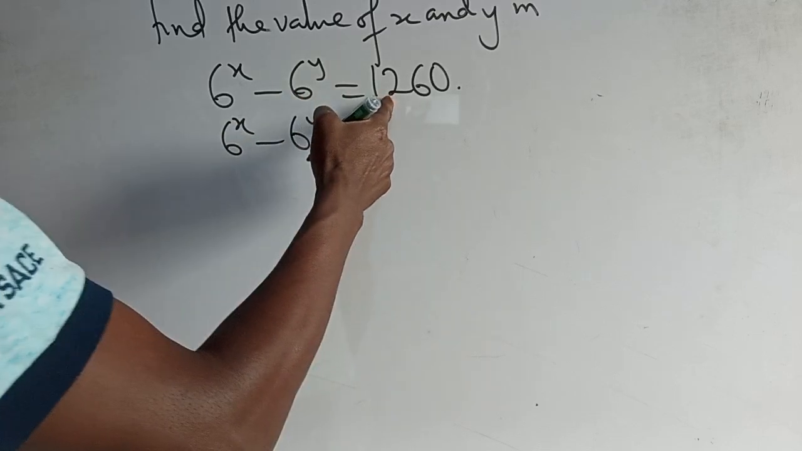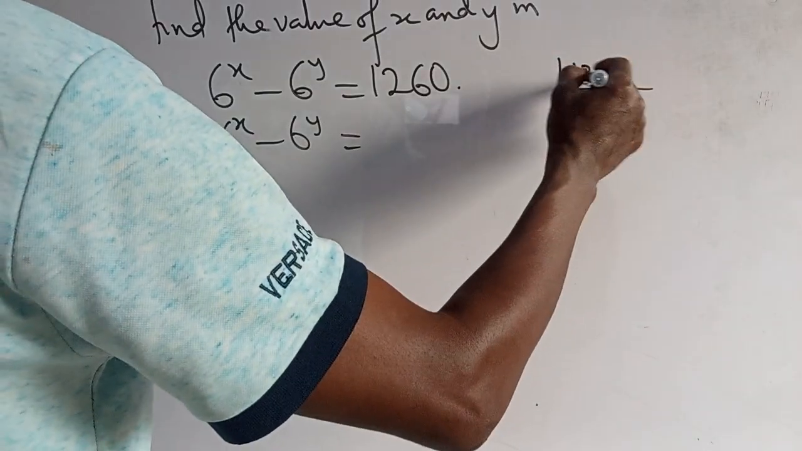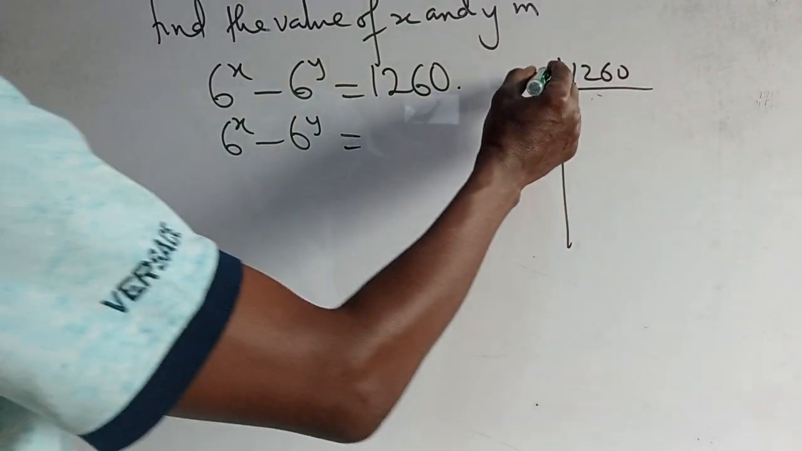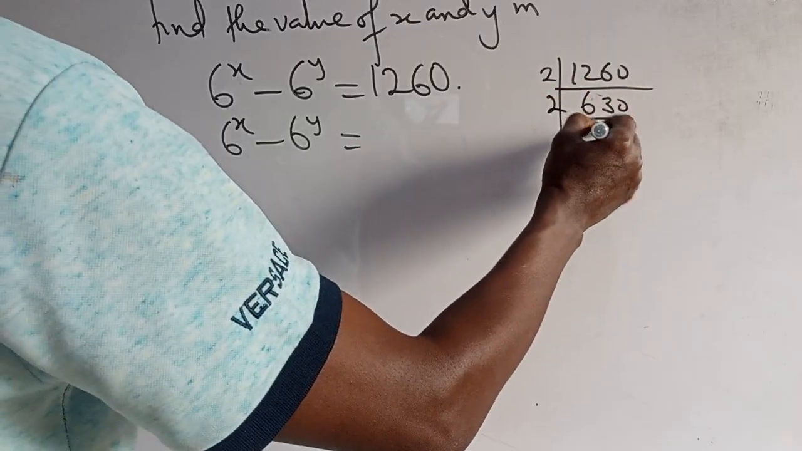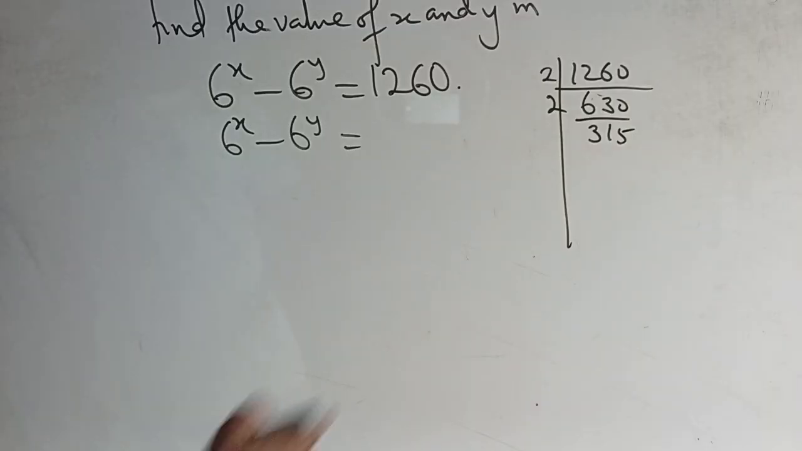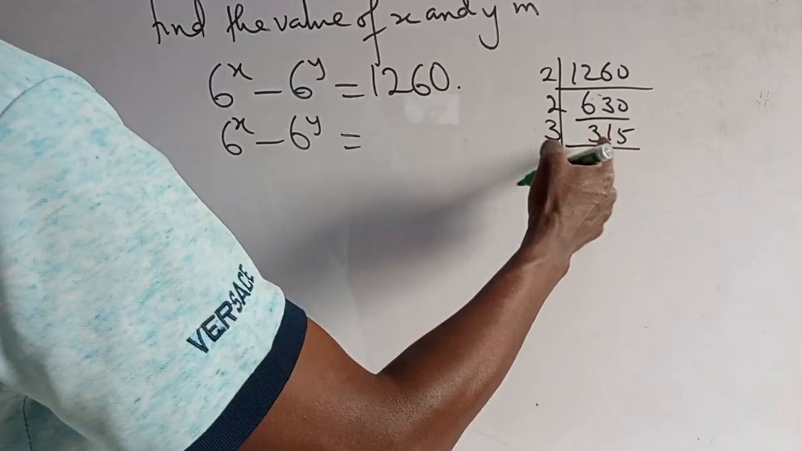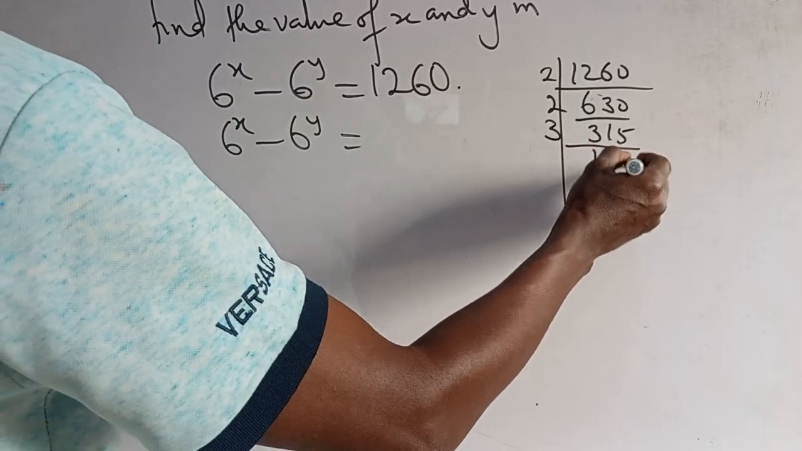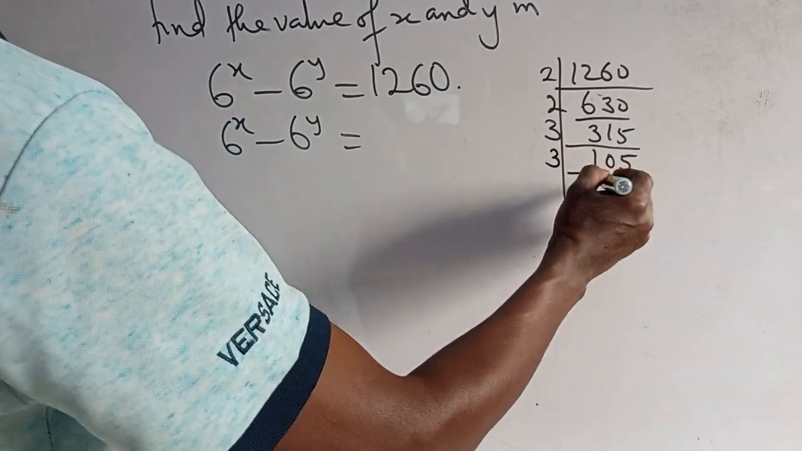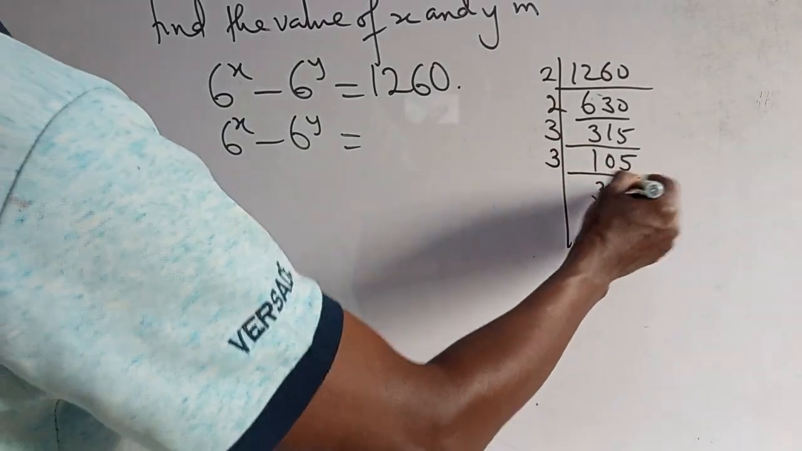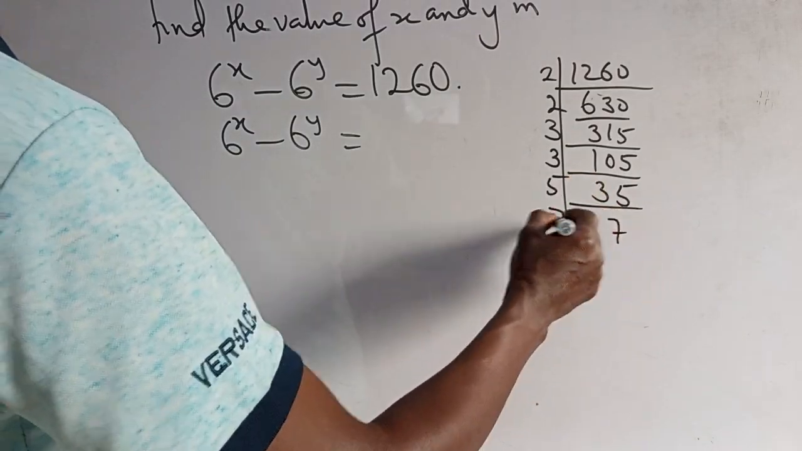So the factors of 1,260. We can try by saying, let's do it like this: 1,260. 2 goes into it, 630. 2 again, that's 315. 2 cannot go again. Let's try 3. 3 goes, that's 105. 3 can still go: 3 here, 35. 3 cannot go again. So let's try 5. 5 goes, that's 7, and 7 into 7 is 1.